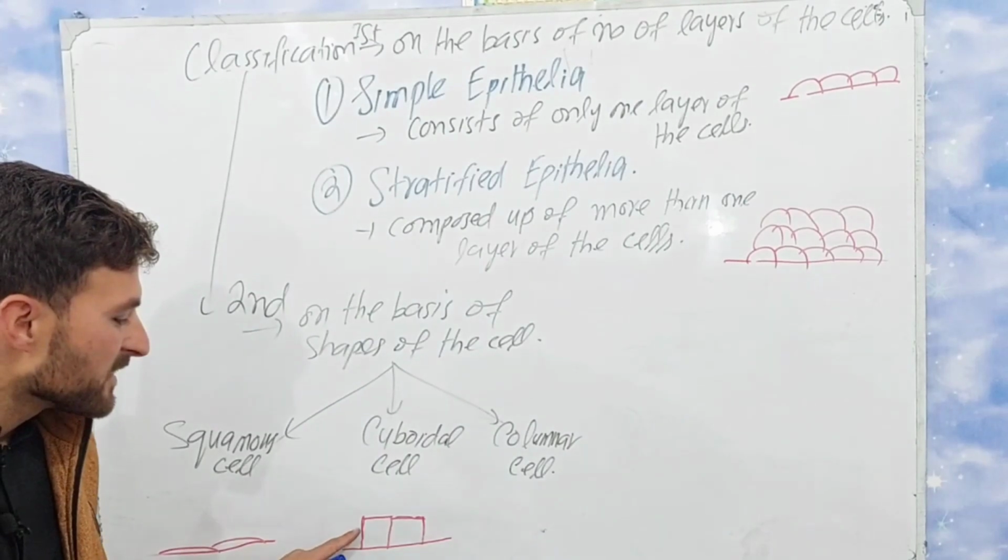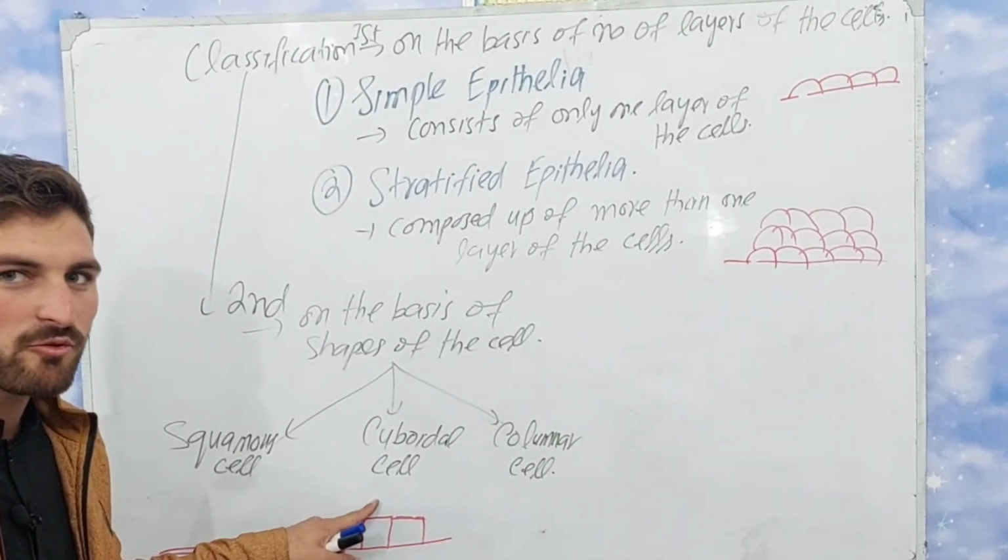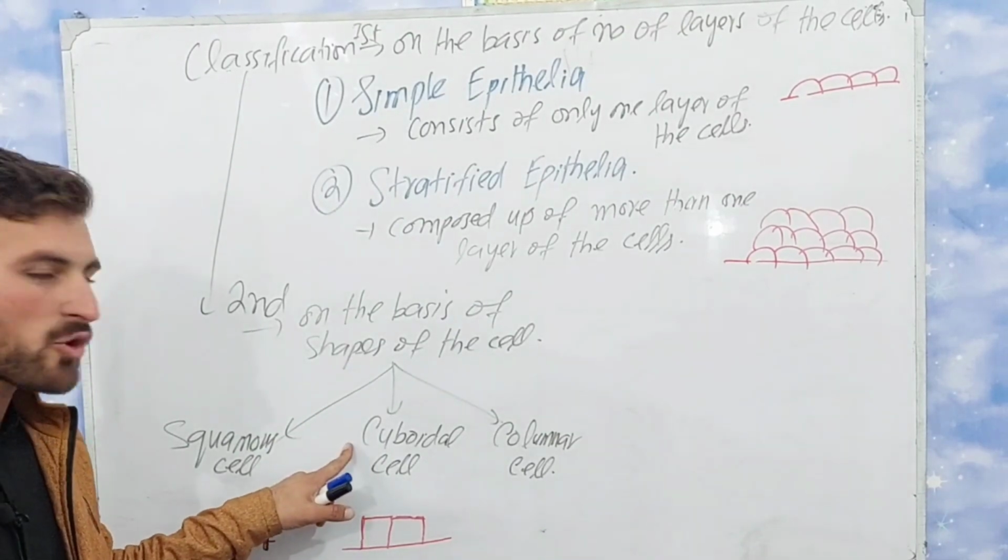They have the same height and the same width. So if you find such a cell, that will be a cuboidal cell.